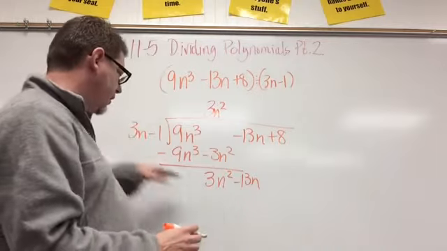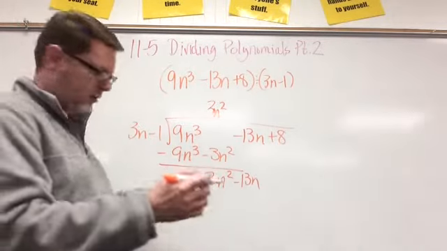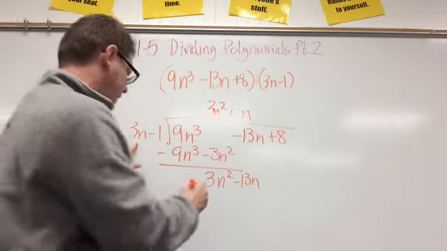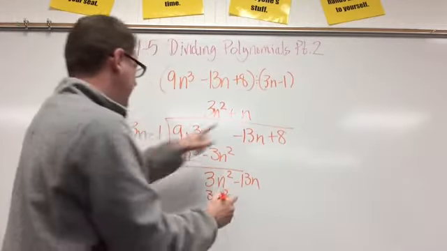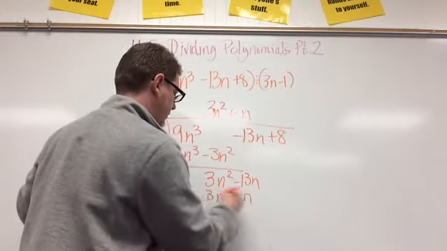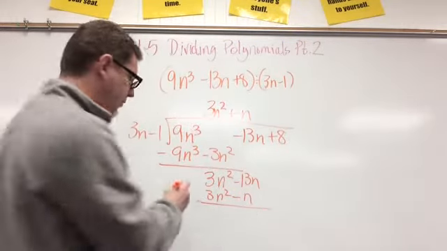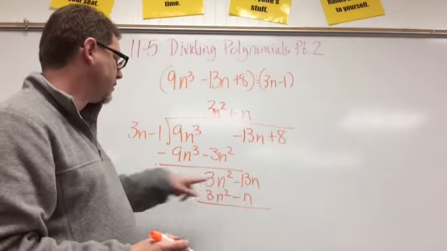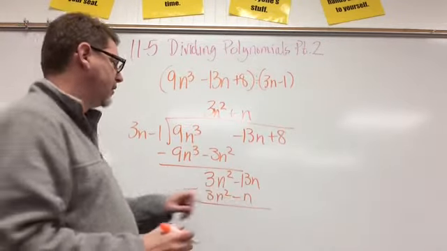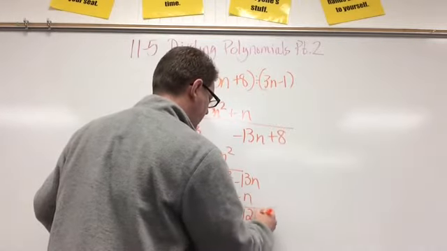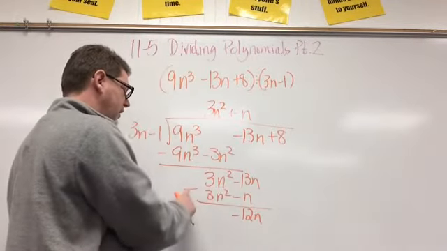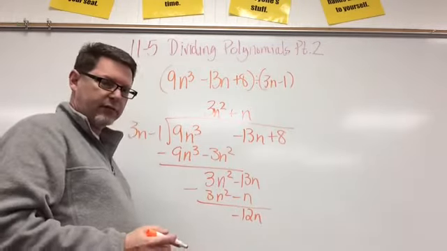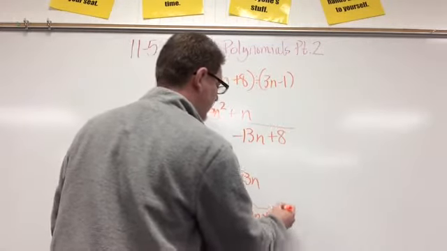That is key. 3n squared, I bring down the minus 13n. So how many times will 3n go into 3n squared? Exactly, plus n times. So n times 3n is 3n squared, and n times negative 1 is negative n. Again, we got to be careful in our subtraction. 3n squared minus 3n squared is nothing, but negative 13n minus negative n is negative 12n, because it's negative 13n plus 1n, which would be negative 12n. And I bring down my plus 8.